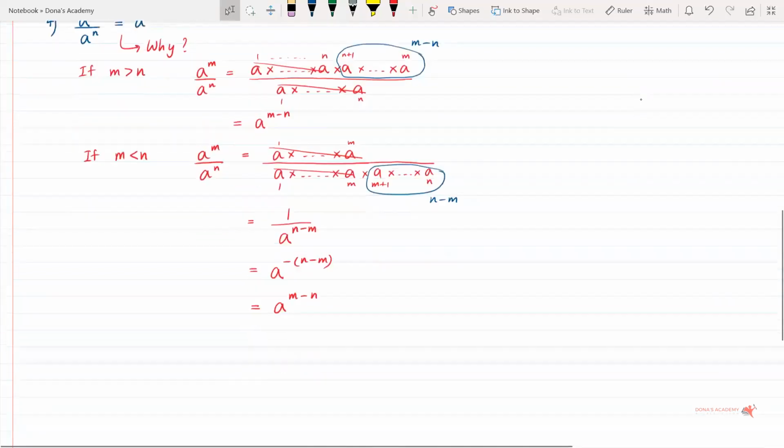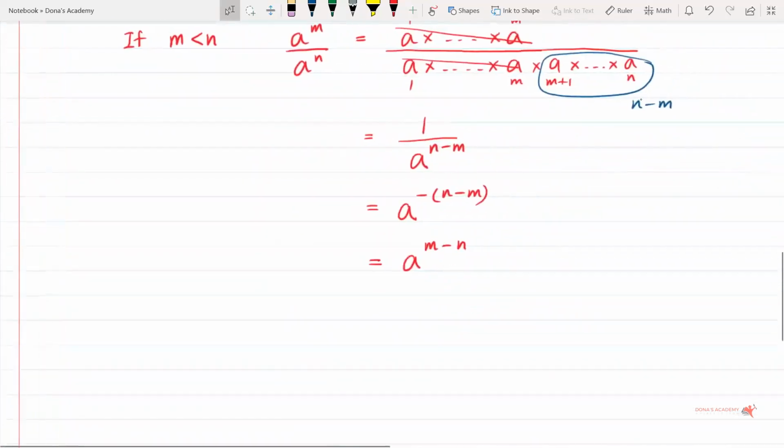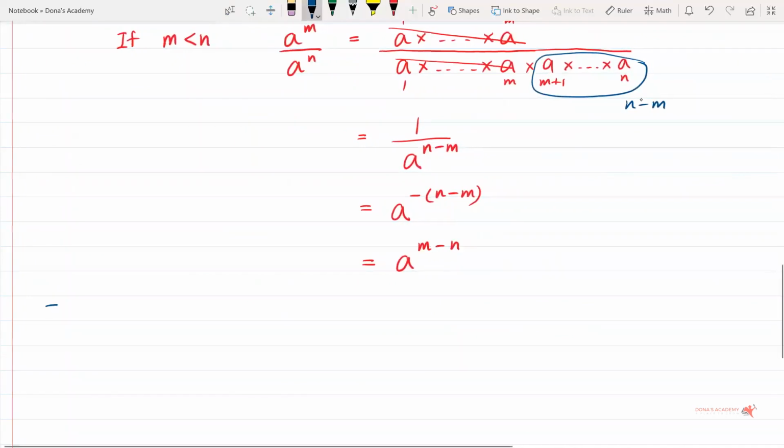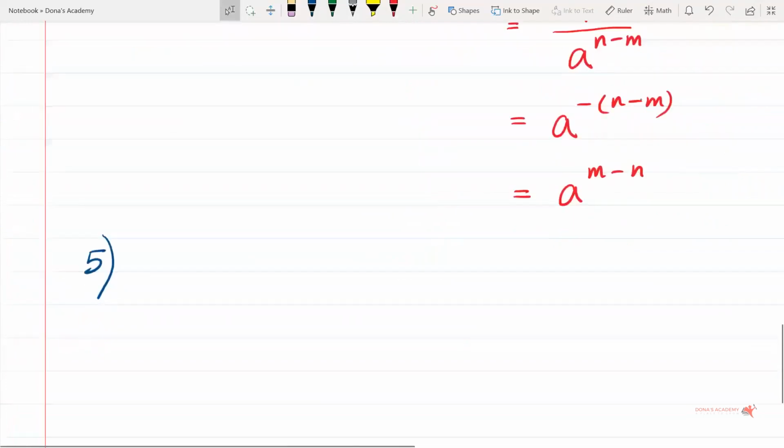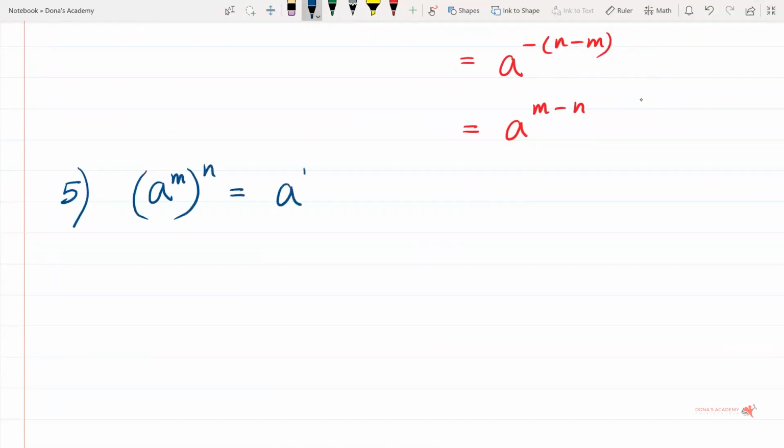Now my fifth one is number 5, the power of power rule. If we have a to the power m to the power n, then this is the same as a to the power m times n. We have to multiply these two powers, not addition, it is multiplication. Now again, let's see why.